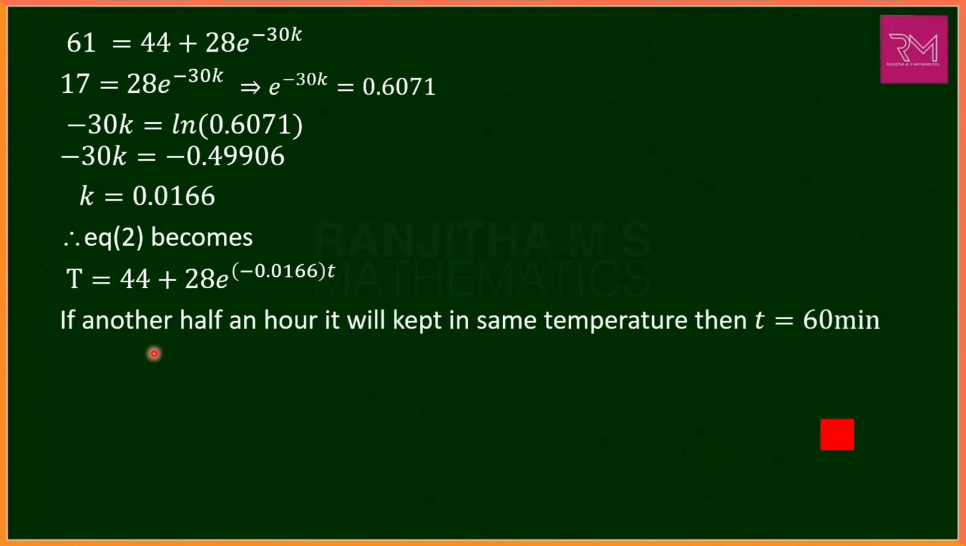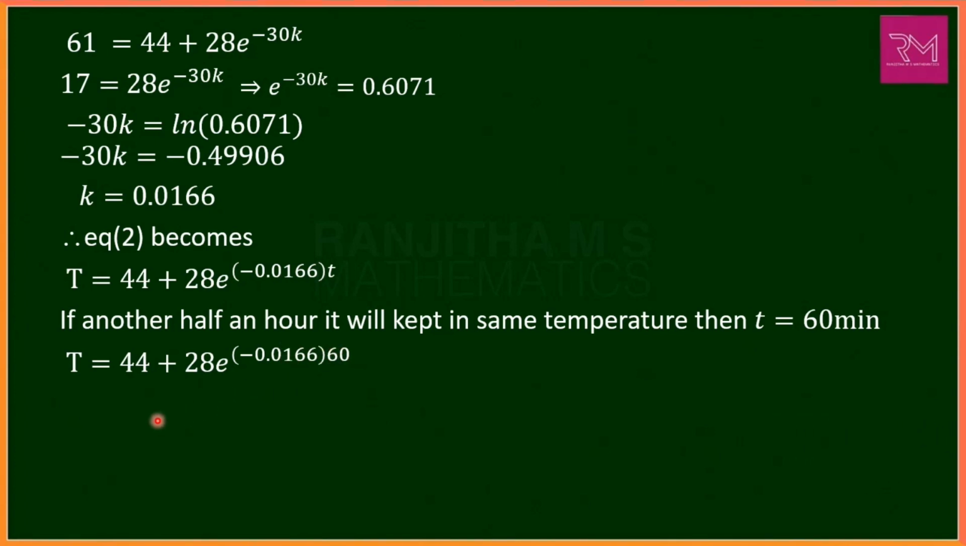Here we have to find, if the mineral water is kept another half an hour at the same temperature, then we get the t value as 60 minutes. Already we have kept it for 30 minutes. Along with this, we keep it another half an hour. That means the t value becomes 60 minutes, not 30 minutes here. At t equal to 60 minutes, we have to find the temperature of the mineral water. So substituting all the values, T equals 44 plus 28 into exponential power of minus 0.0166 into, in the place of t, we substitute 60.